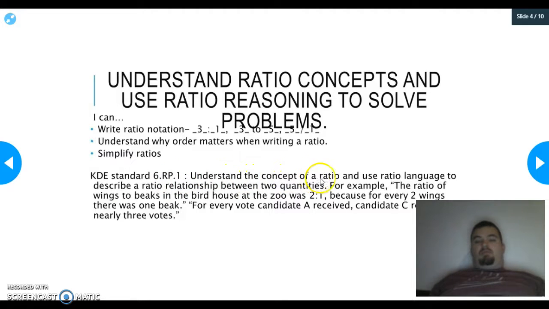The KDE standards, 6th grade ratios and proportions, section 1: Understand the concept of a ratio and use ratio language to describe a ratio relationship between two quantities. For example, the ratio of wings to beaks in the birdhouse at the zoo was 2:1, because for every 2 wings there was 1 beak. For every vote candidate A received, candidate B received nearly 3 votes. So those are examples of real life ratio problems that can be determined from questions.